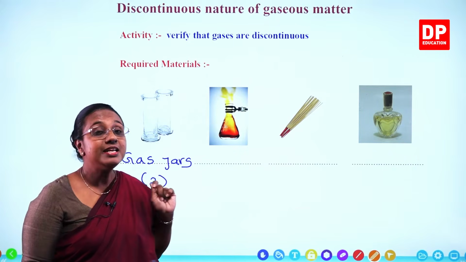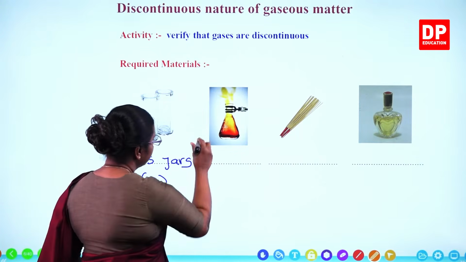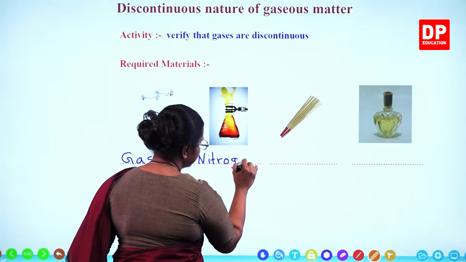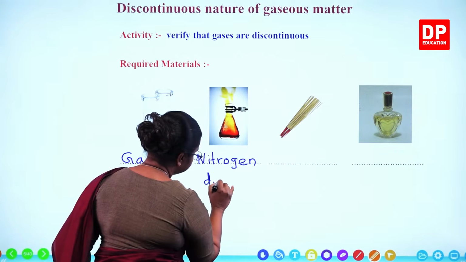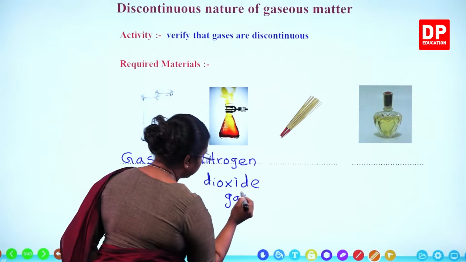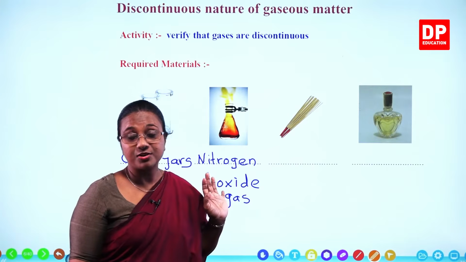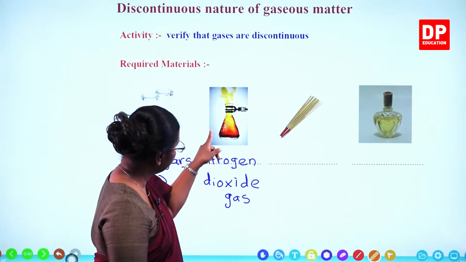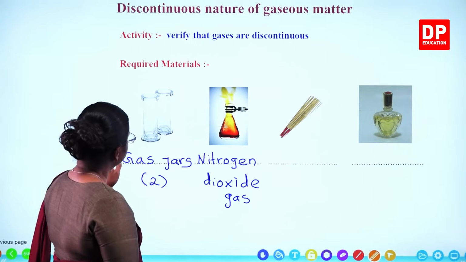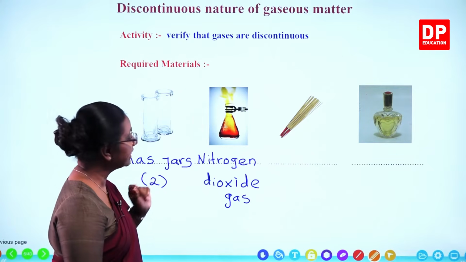This is reddish brown in color, and that is the nitrogen dioxide gas. So we will be using nitrogen dioxide gas. Students, you all don't need to worry about how we prepare the nitrogen dioxide gas. I will be using it. It is reddish brown in color. That's the important thing.